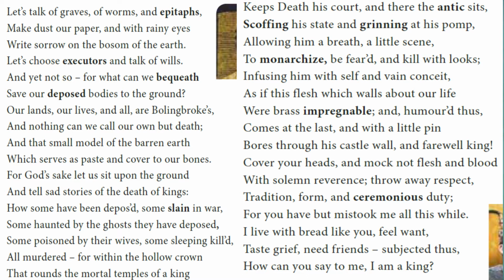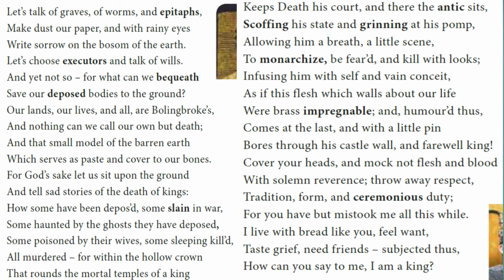How some have been deposed, some slain in war, some haunted by the ghosts they have deposed. Many of them were killed while they were deposed. Deposed means while they are taken out of power, they are dead. Some of them died in the war. Some of them are haunted. Haunted means haunted by the ghosts of those they killed. Some of them have been deposed.